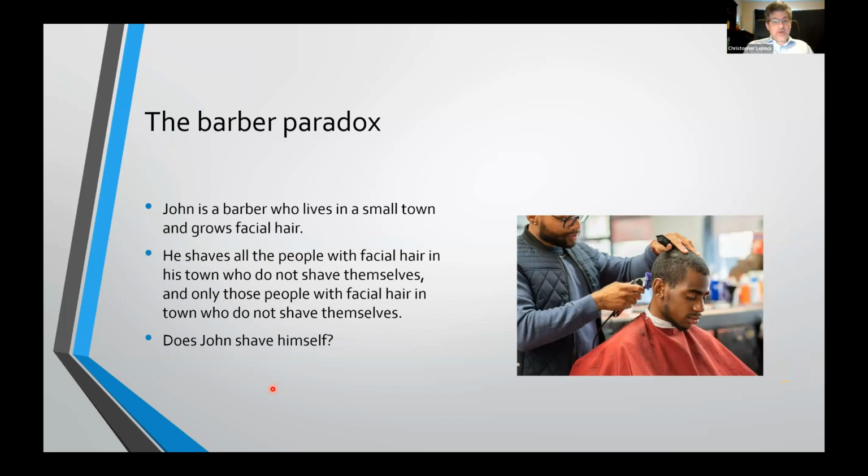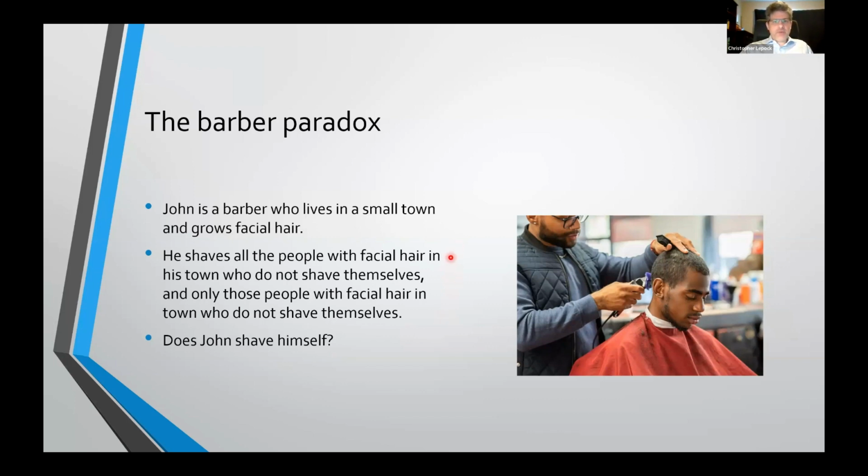Try to answer that question, and you run into a problem, because suppose he does. If he does shave himself, according to this, he only shaves people who do not shave themselves. So if he shaves himself, he can't shave himself. If he does not shave himself, though, then according to this, he shaves all the people who do not shave themselves. So if he doesn't shave himself, he has to shave himself. Either way, you get a contradiction. This is the barber paradox. Does John shave himself? Either a yes or no answer gives you a contradiction. Okay, what's the resolution to this paradox? Because this setup, right?